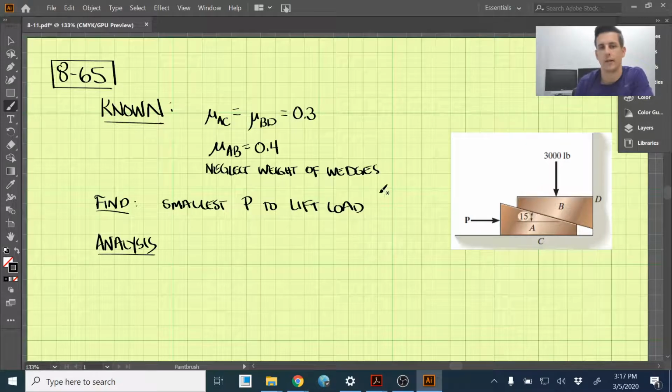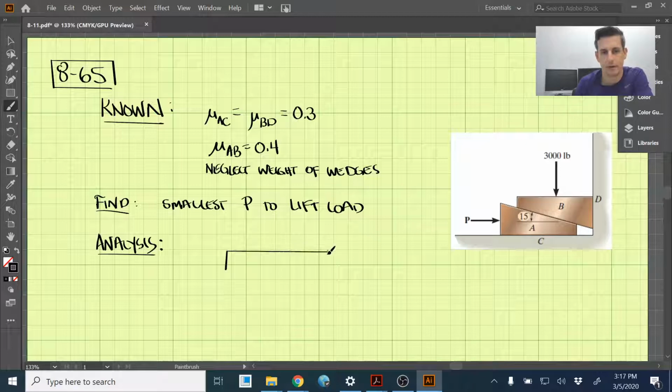We're told to neglect the weight of each of the wedges here, and what we're trying to find is the smallest P, this horizontal force P, to lift the load. Okay, so let's get started. Now, what we need to do is break this thing into two parts. We need to analyze the top wedge and we need to analyze the bottom wedge. So let's start with the top wedge here.